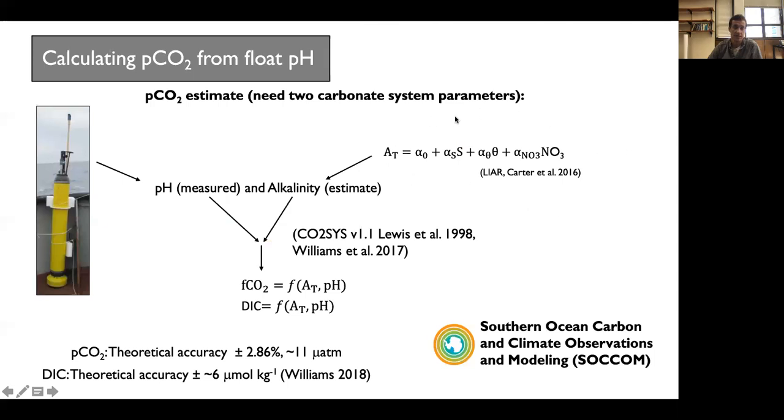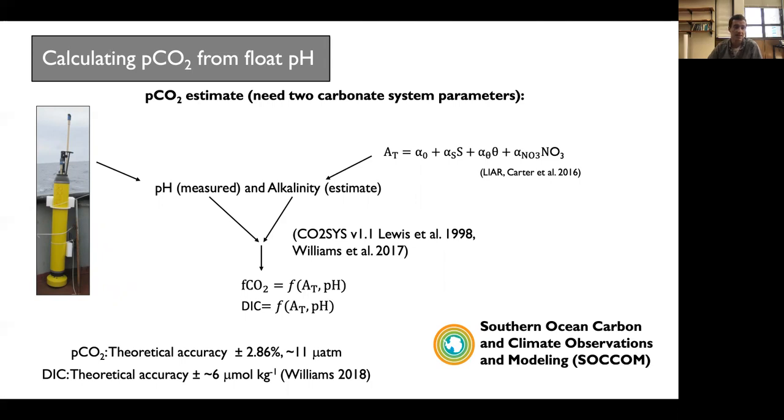The estimates that I typically use, and I think most of the ones that I'm showing here, use the LIR or LIR V2 algorithms from Brendan Carter. Those are multiple linear regressions that estimate alkalinity using other float measured parameters. And so using measured pH and estimated alkalinity, we can calculate either the fugacity of CO2 or DIC.